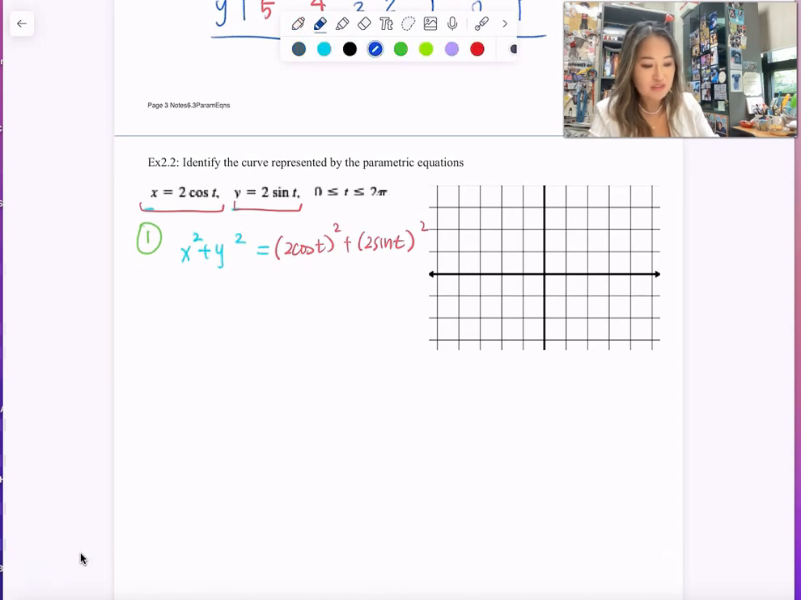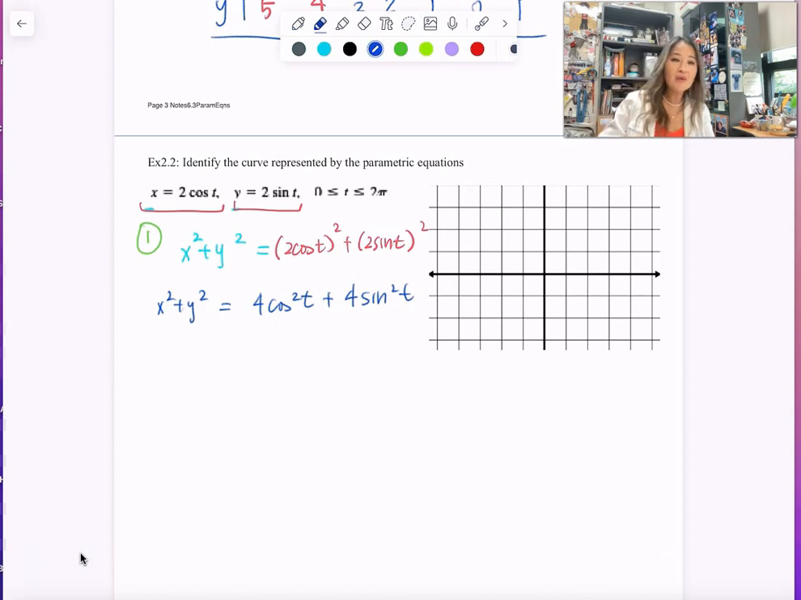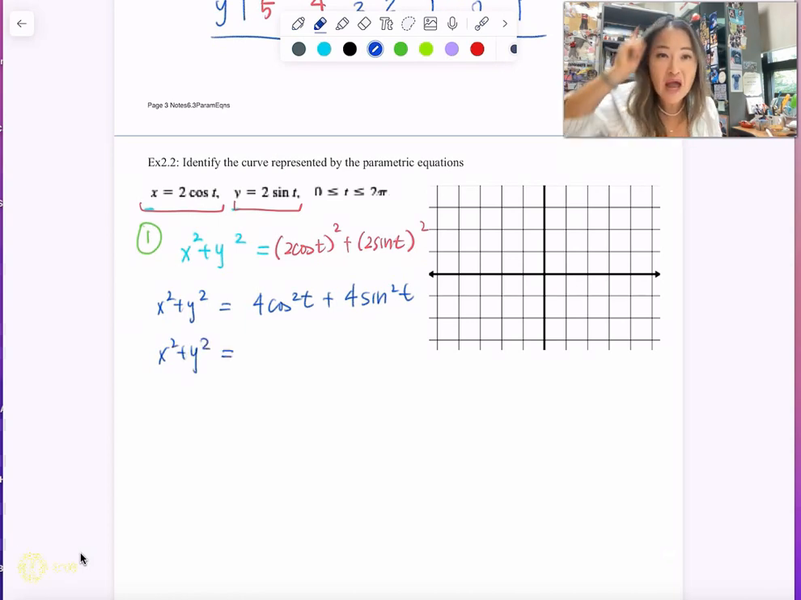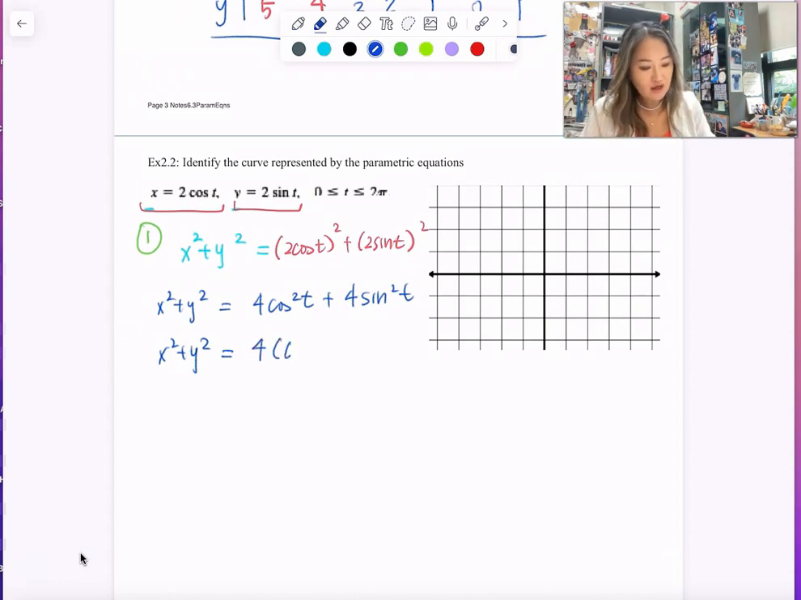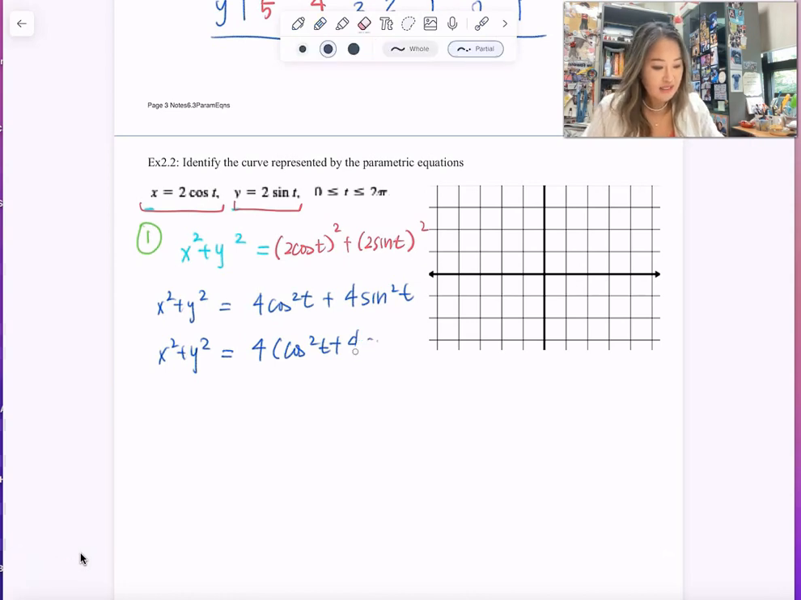So what does that mean? That means our x squared plus y squared is equal to 4 cosine squared t plus 4 sine squared t. Do you follow? Amigos, do you follow? Yes, okay. Now, x squared plus y squared, I still see t's. I don't want to see any t's, remember? I have to eliminate the parameter, okay? So I'm going to factor out the 4: cosine squared t plus sine squared t.